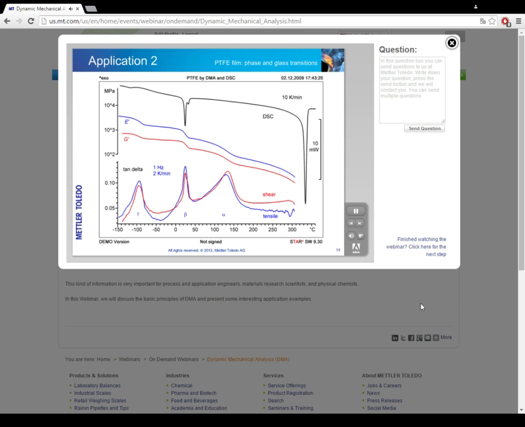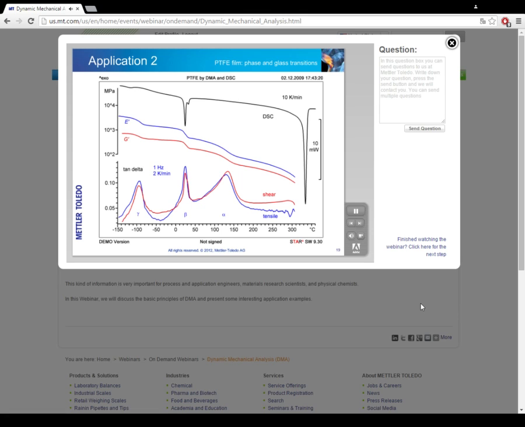This application presents DMA and DSC measurements of a sample of polytetrafluoroethylene, PTFE. The blue curve is the DMA measurement in tension and the red curve the measurement in the shear mode. These two curves are compared with the DSC measurement curve in black recorded in the same temperature range.